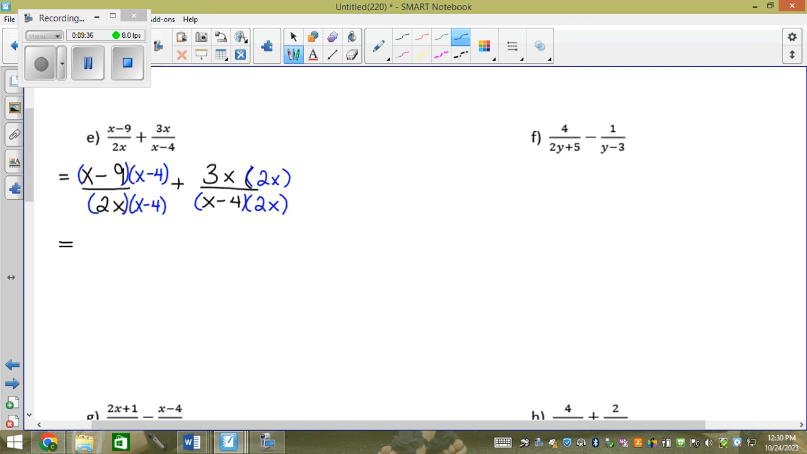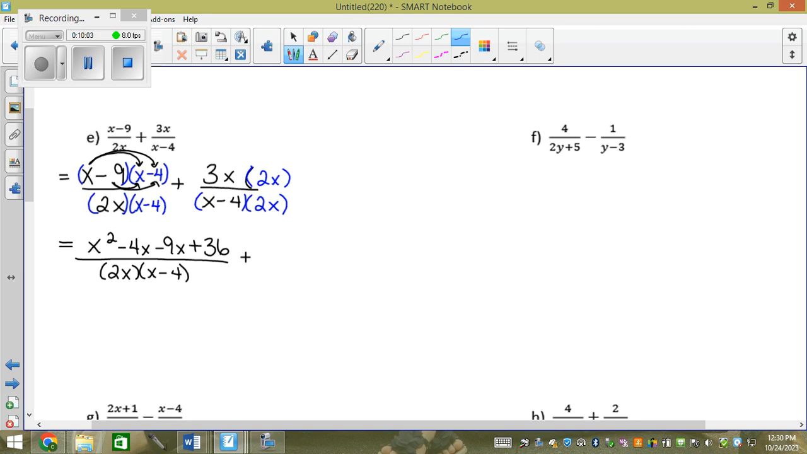So I have to FOIL this one. First times first, because it's binomial times a binomial. So x times x is x squared. X times negative 4 is negative 4x. Negative 9 times x is negative 9x. Negative 9 times negative 4 is positive 36. All over 2x times x minus 4.